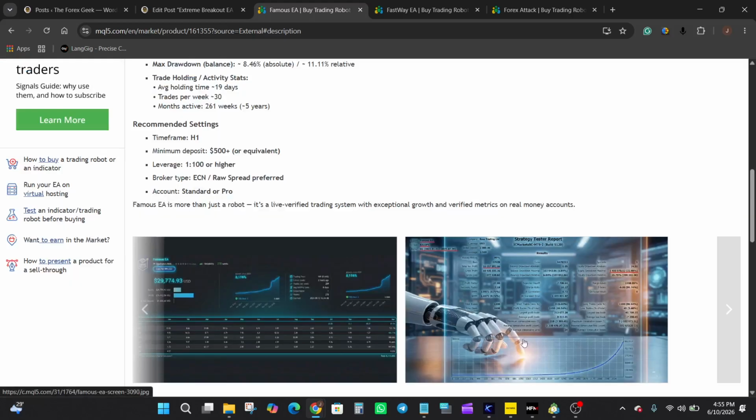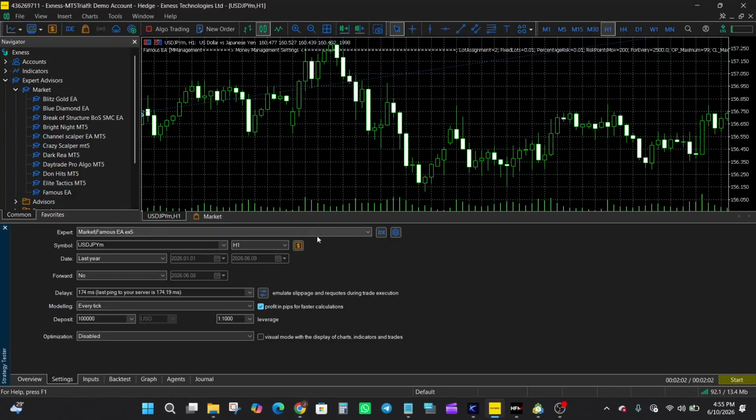But let's just head over to our strategy tester right away, testing the famous EA on USD JPY on the H1 time frame over the past 5 months using recent market data in 2026, right? So we're testing from the beginning of this year till date. And as for the delays, we are using the last ping to the server. We are using every tick modeling.